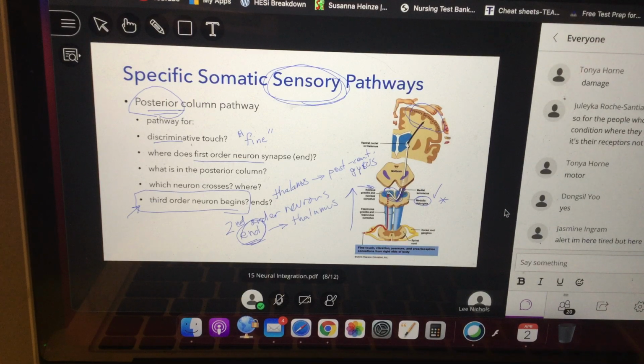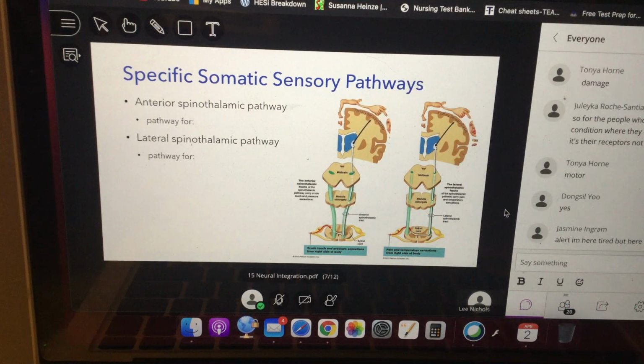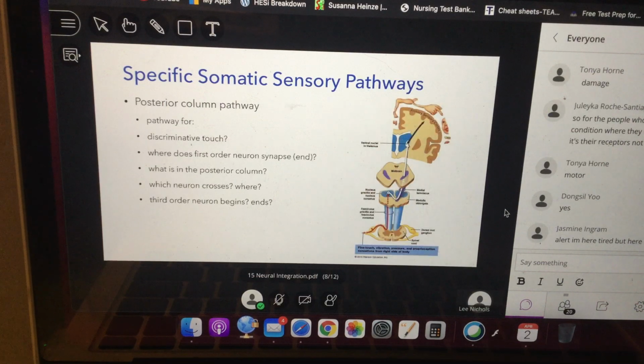The only difference between the ones on page 181, the anterior and lateral, between those two, I'll go back to them. Between both of those, anterior and lateral, that's why I put them both on the same slide. The only difference between those two and the posterior column pathway is where that first order neuron ends.